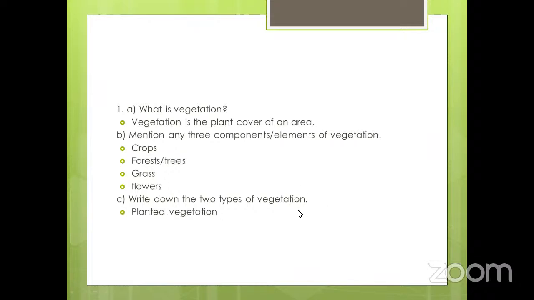There we have planted vegetation. Then on the other hand, we have natural vegetation. Those are the two types of vegetation that we have. Planted vegetation, natural vegetation. And they can ask you what is the difference between natural vegetation and planted vegetation? I think those questions will come. We can move to the next question.